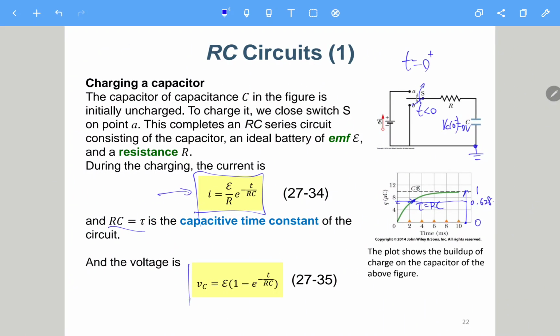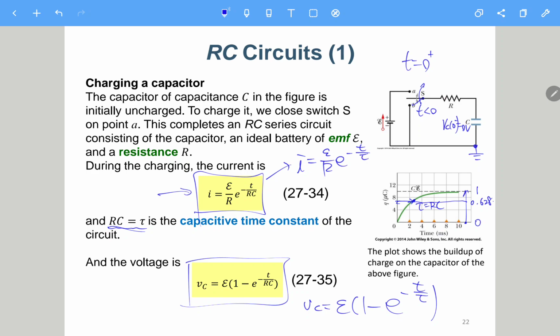We get this expression. Of course, you can define RC to be tau, and then you can write VC as E times 1 minus exponential to negative T over tau. This is the time constant. Or actually this one, I equals E over R exponential to negative T over tau. It depends on whether you write it as negative T over RC or negative T over tau.